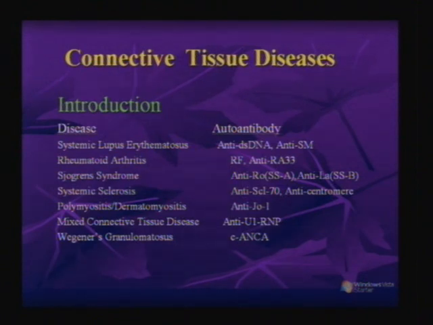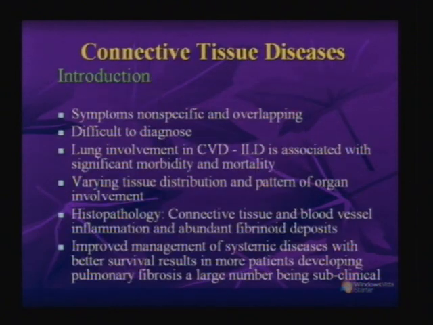As you can see from here, there is a list of collagen vascular diseases. It's an incomplete list: systemic lupus erythematosus, rheumatoid arthritis, Sjogren syndrome, systemic sclerosis, polymyositis and dermatomyositis, mixed connective tissue disorders, and Wegener's granulomatosis. All of these have certain specific autoantibodies, which help us in diagnosis in addition to their clinical features. The symptoms are often non-specific and overlapping, and therefore at times difficult to diagnose.